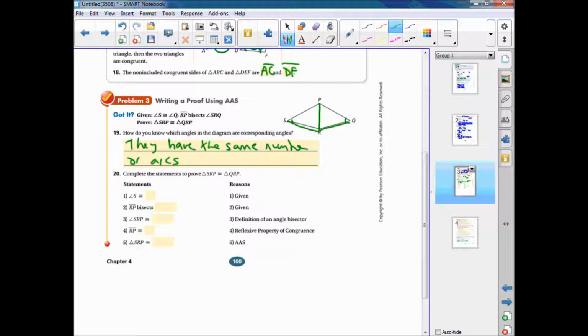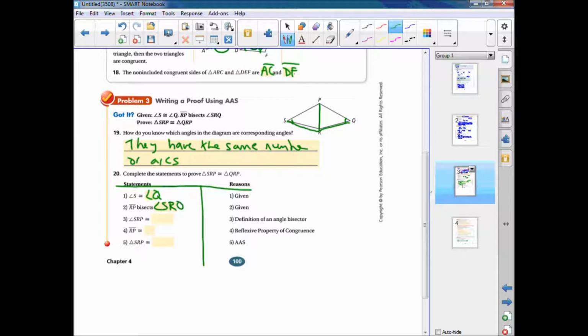We have a two-column proof this time. So our statements are on the left and our reasons are on the right, unlike the flow proof where our reasons were above the statements. All right, so we have angle S and angle Q by the given are congruent. And we have another thing from the given, RP bisects angle SRQ.